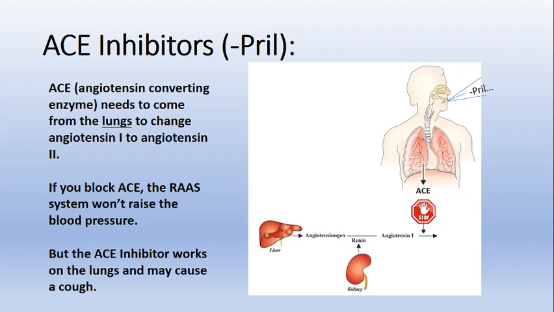Now, if we take away this reaction from the lungs releasing this ACE enzyme, we stop this process and you don't get this high blood pressure. But because we're messing with the lungs, this also causes a cough. So you have this guy kind of giving this dry pril cough. So maybe a way of remembering that you're acting on the lungs and your side effect is a cough.